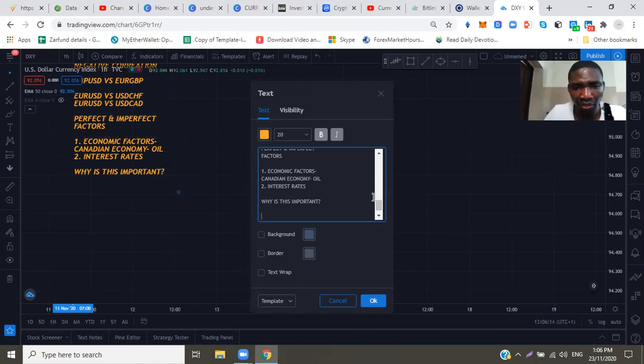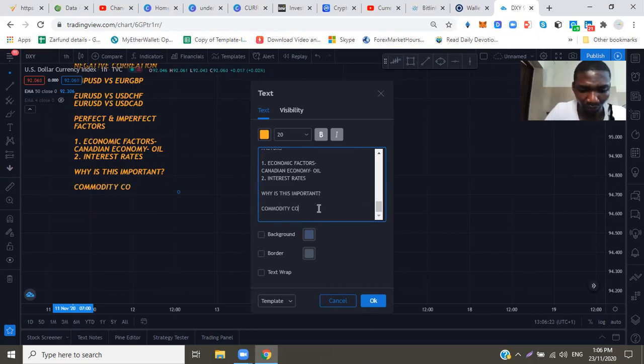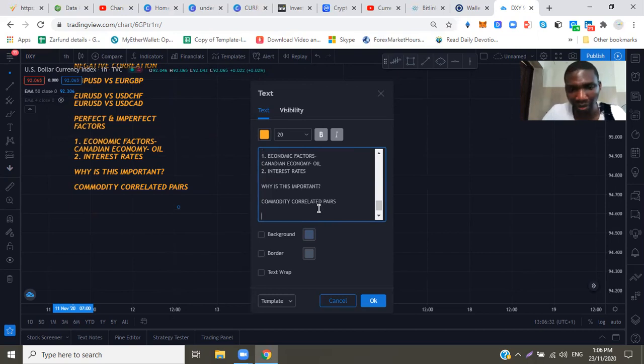And then let's discuss something else, which has to do with commodity correlated pairs. There are some economies that are very dependent on commodities. An example is CAD and oil. The Canadian economy is very intertwined with the oil market, so whatever is happening in oil is going to affect the Canadian dollar. When the oil market is doing well, the CAD as a currency pair will be doing well as well.